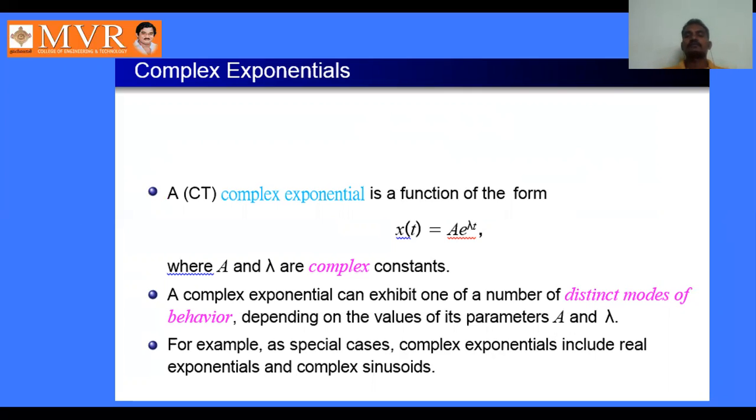Here we have to discuss the complex exponentials. A complex exponential is a function of the form x of t equal to A e power lambda t, where A and lambda are complex constants. A complex exponential can exhibit one of a number of distinct modes of behavior depending on the values of its parameters, capital A and lambda. These A and lambda are complex constants. For example, as special cases, complex exponentials include real exponentials and complex sinusoids.